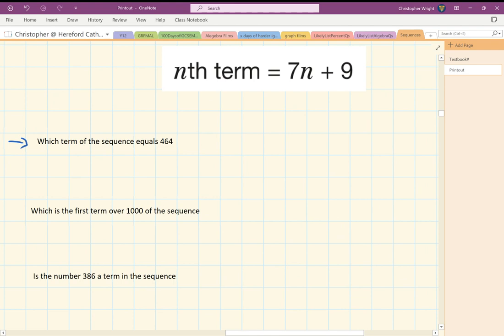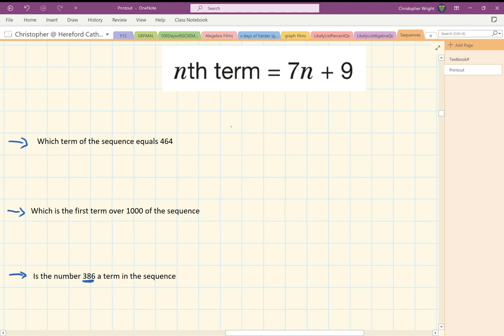We're going to ascertain a way of finding out which is the first term that's over 1,000. And we're going to find a way of working out whether or not a certain number is indeed a member of the sequence. So let's look at the first one here. Which term of the sequence equals 464?